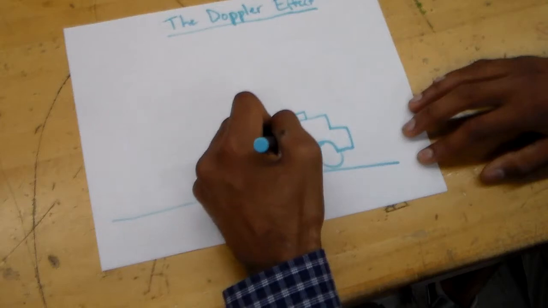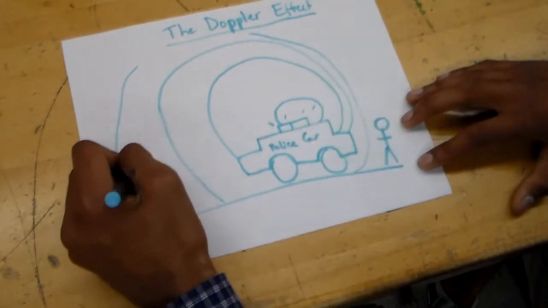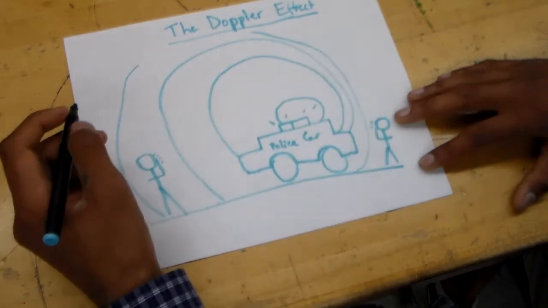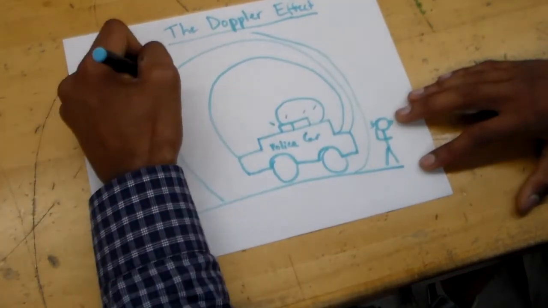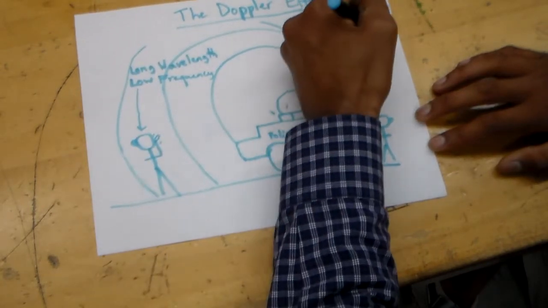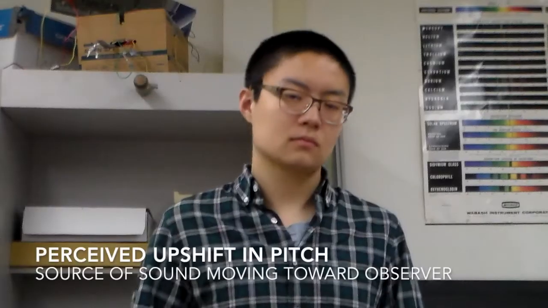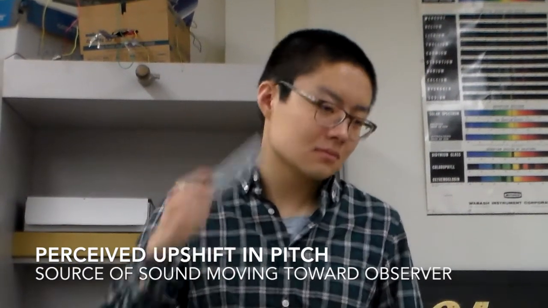If you've ever studied the physics of sound, you've most likely heard of the Doppler effect. The Doppler effect is the perceived upshift in pitch when an observer and source of sound move towards each other, and the perceived downshift in pitch when an observer and source of sound move away from each other. It does not involve an actual shift in frequency of the source.